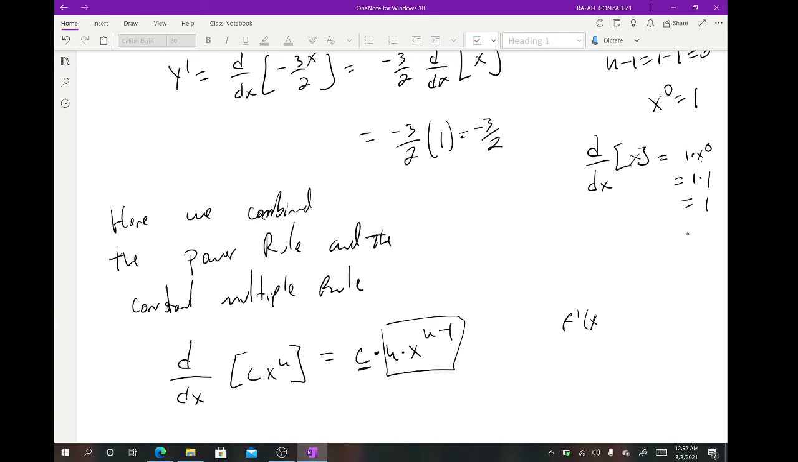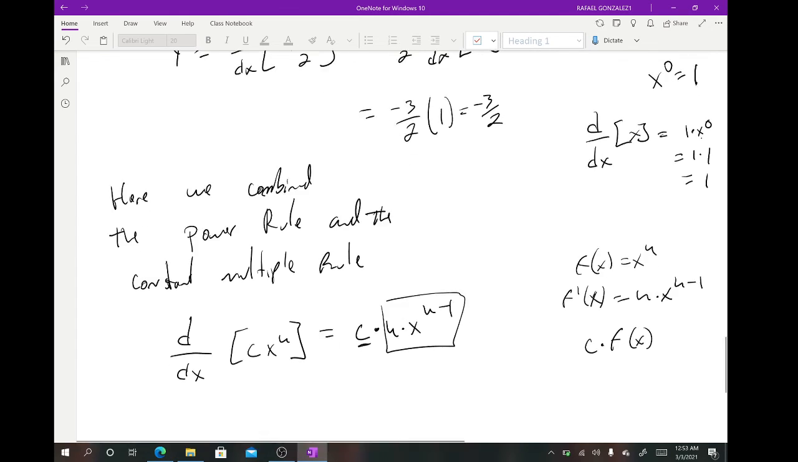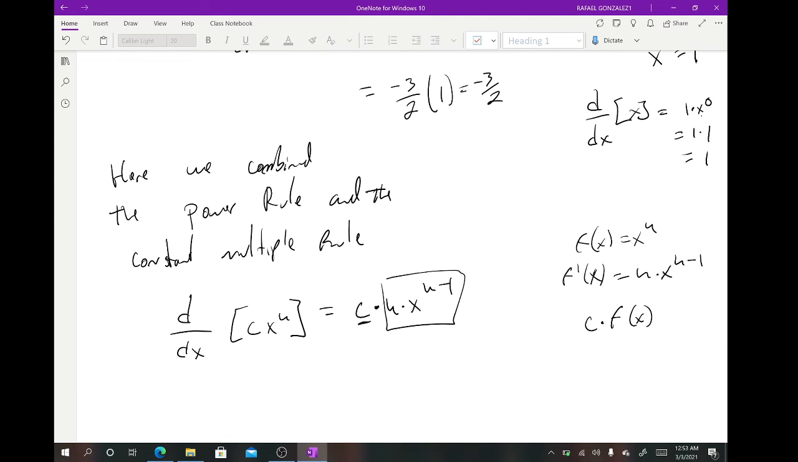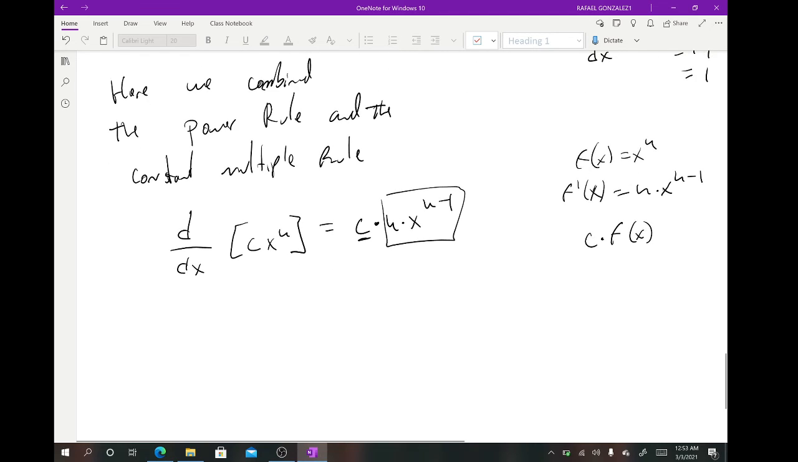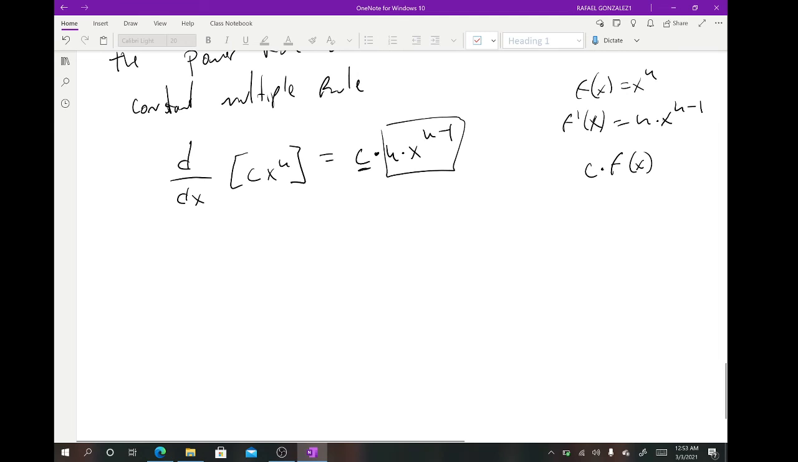f prime of x, if f of x equals x to the n, then f prime of x is n times x to the n minus 1. So what we have here is simply c times f prime of x when f is x to the n. x to the n, not x to the n minus 1, x to the n. Okay? Let me do one more example just for practice. I'll do one more.